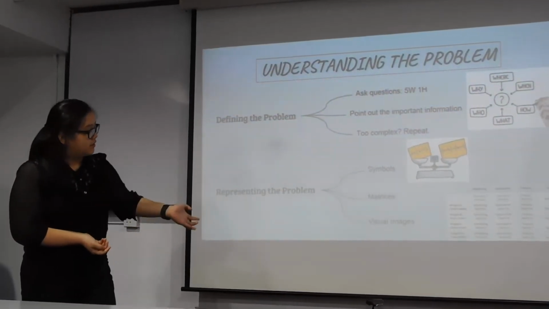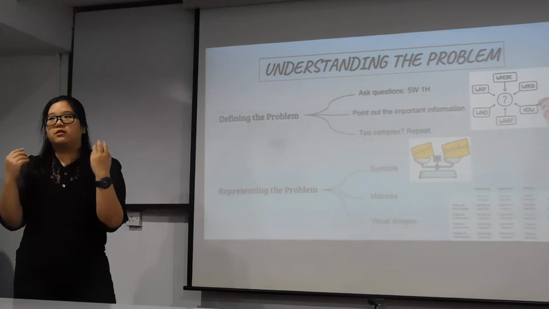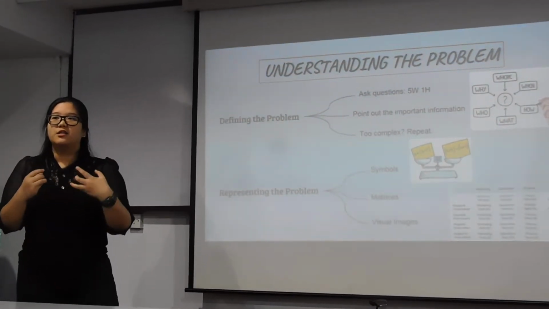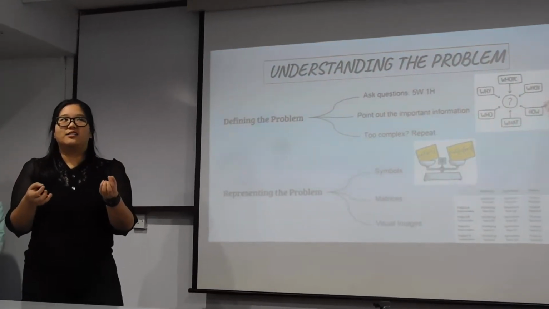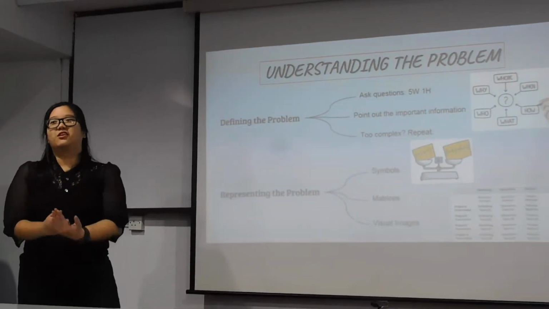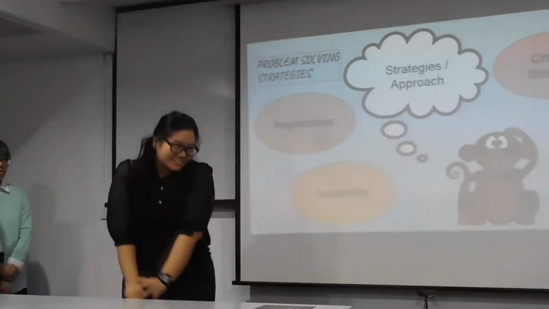Following after that, we have visual images. Visual images is trying to imagine a visual representation of the problem so that you can see the problem in an easier way. It eases the mental representation of the problem. With that, I'm just going to pass the floor to Juha.